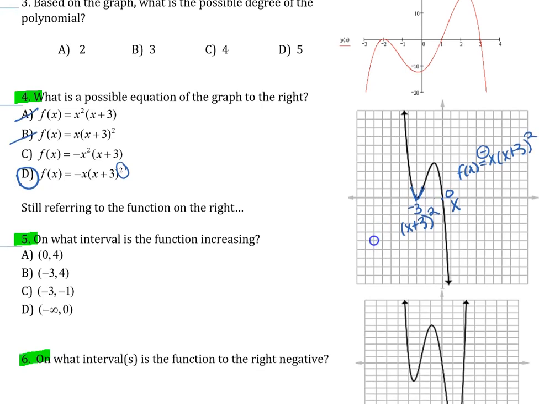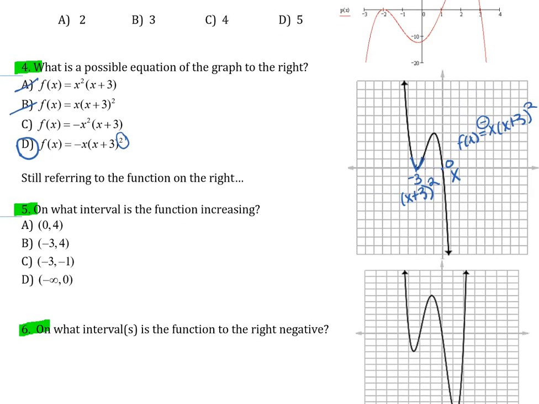So still referring to the graph to the right, the only interval that the function is increasing on from left to right is right there. Now remember, we only care about our x values when we're stating our intervals. So from -3 to -1, we are increasing from left to right. So that's option C.